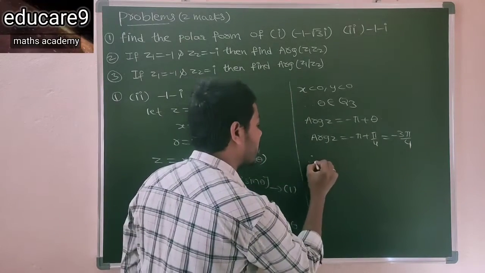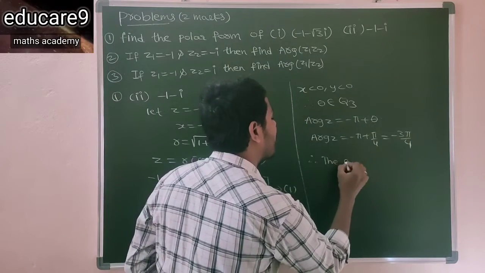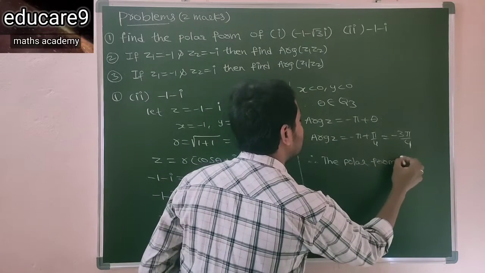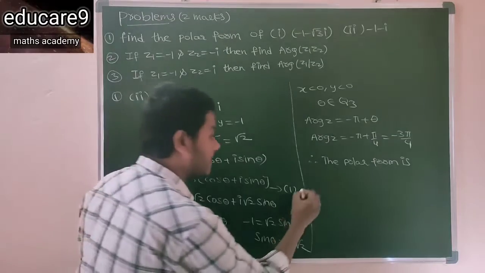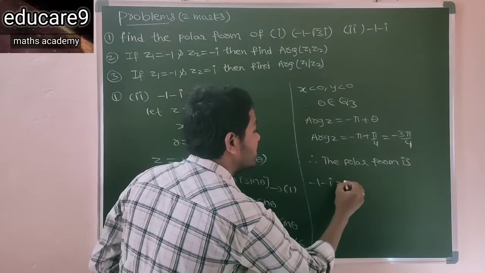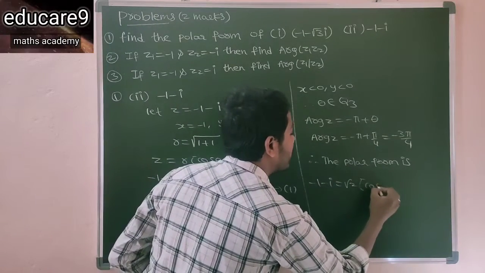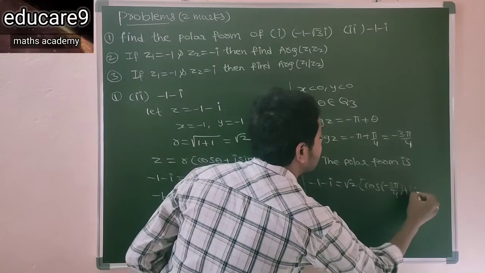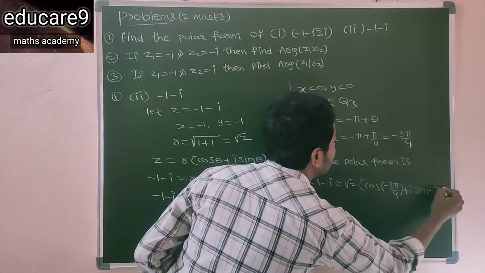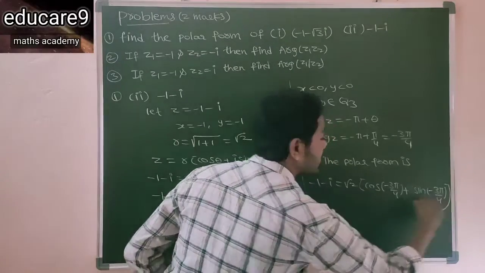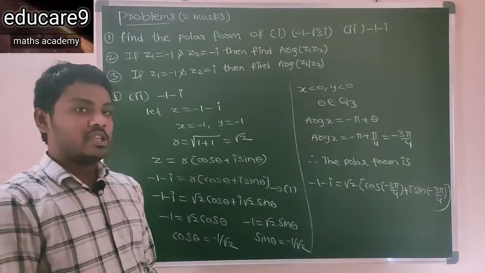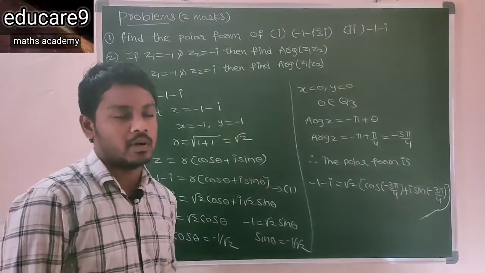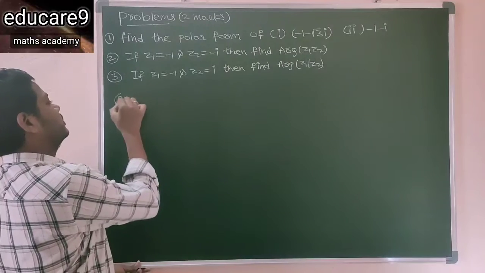So therefore the polar form is minus 1 minus i is equal to root 2 into cos of minus 3 pi by 4 plus i sin of minus 3 pi by 4. So this is the polar form of the given complex number. So see the next one.